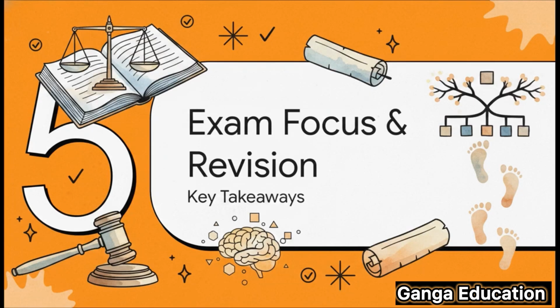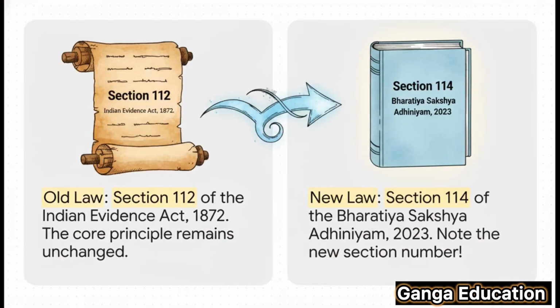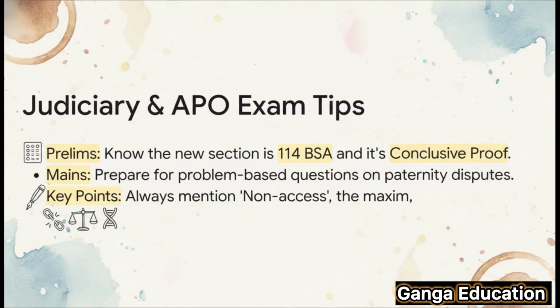Okay, let's put it all together. Time to focus on exactly what you need to remember and nail down for your judiciary and APO exams. First things first, and this is a crucial update you cannot miss. This same rule used to be Section 112 of the old Indian Evidence Act from 1872. Now, under the new Bharatiya Sakshya Adhiniyam of 2023, it is Section 114. The rule itself is the same, but the section number has changed. Remember that. Now for some quick exam tips.